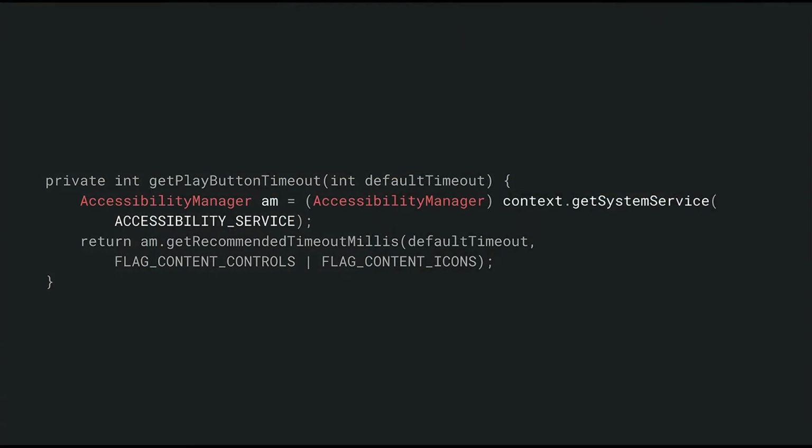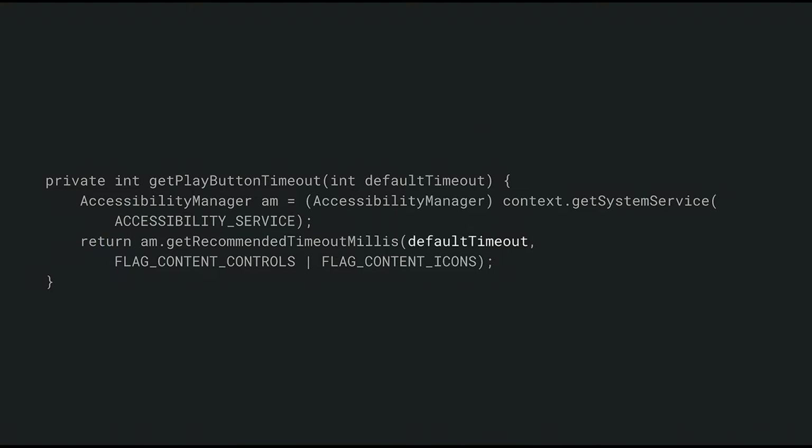So what we ideally need in this situation is a way to adjust our timeout based on our current user's needs. And you can do that through our new timeouts API. First, you get a reference to the accessibility manager. Then you call get recommended timeout milliseconds. This returns the suggested timeout for your view. It's customized for your view and for your user.